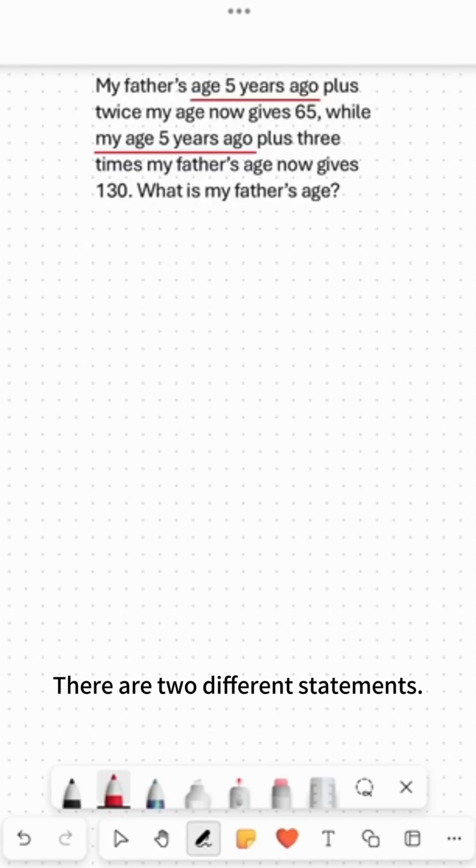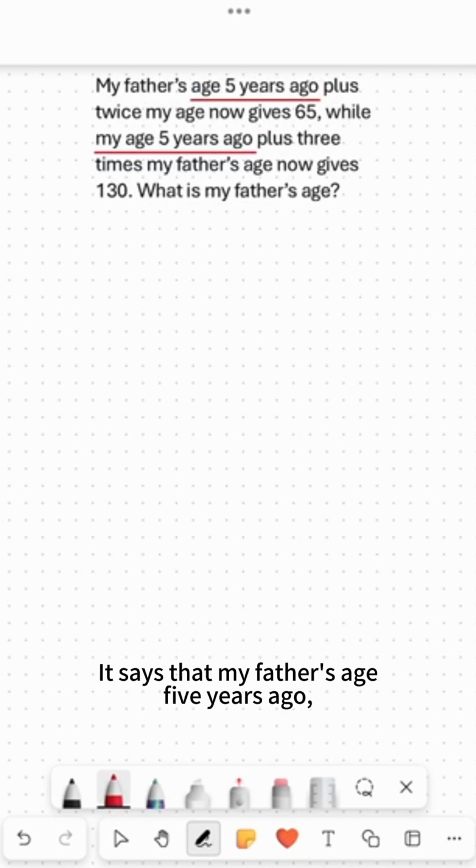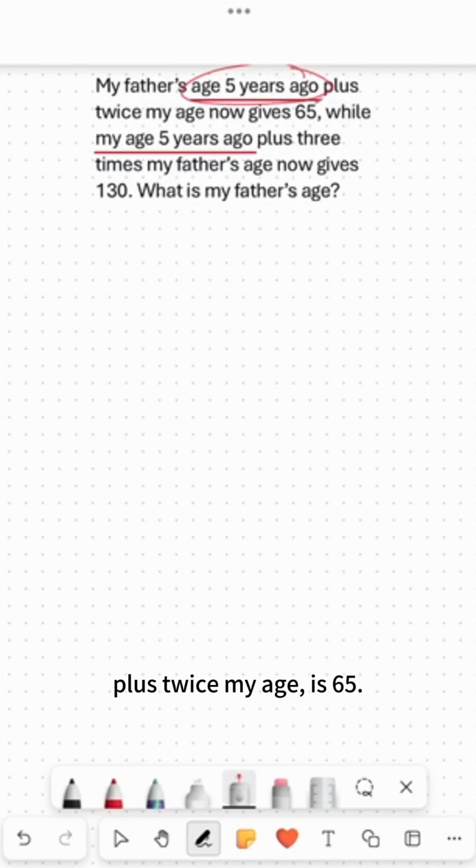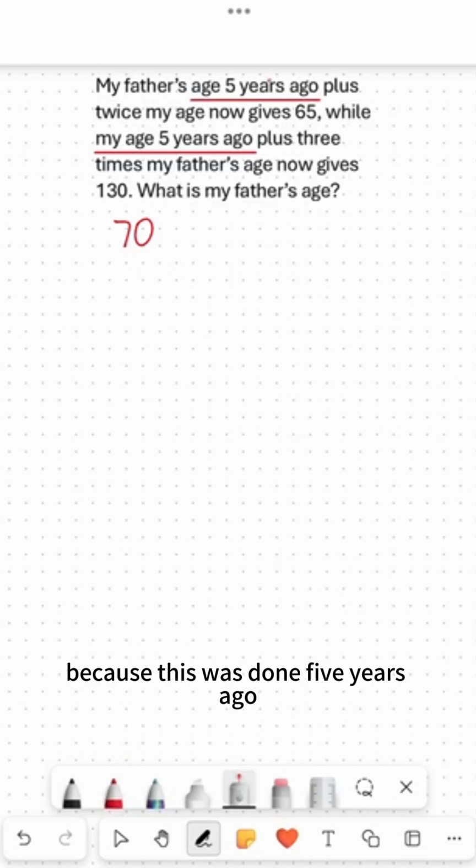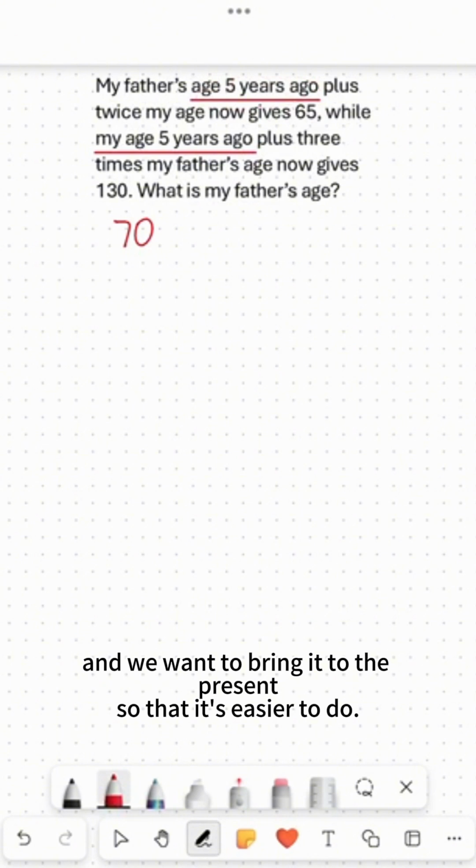There are two different statements. Let's take a look at the first one. It says that my father's age 5 years ago plus twice my age is 65. We can make the 65 a 70 because this was done 5 years ago and we want to bring it to the present so that it's easier to do.